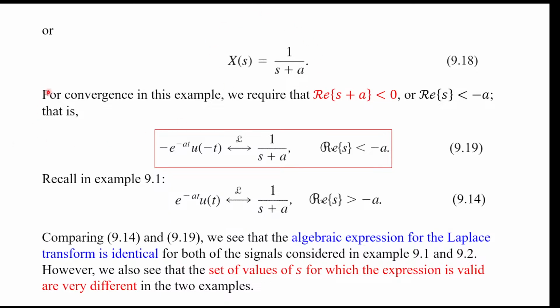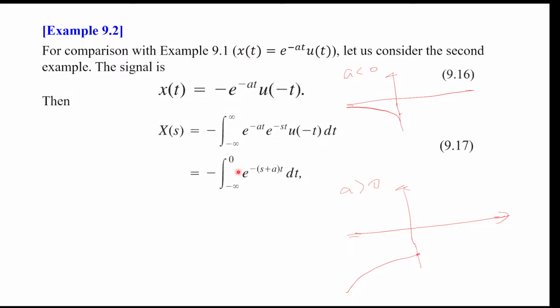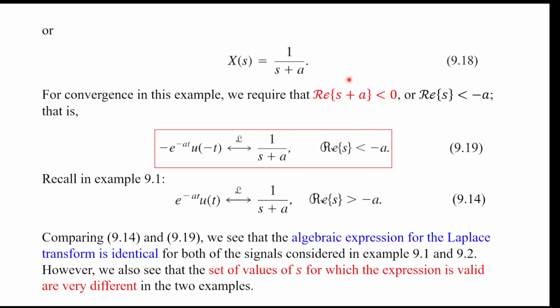But this is when the integration converges, and we need to think about when this integration converges. This integration is from negative infinity to 0. So it's extending to negative infinity, so we want this thing to be decaying to negative infinity. That means the real part of s plus a needs to be less than 0, and that means the real part of s needs to be less than minus a.